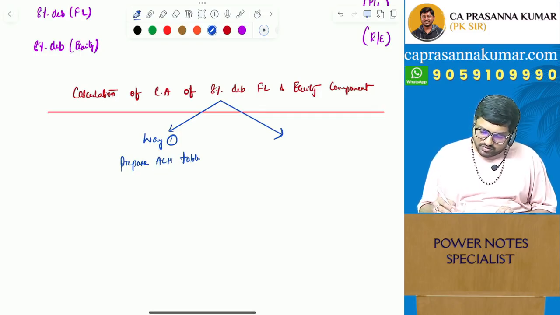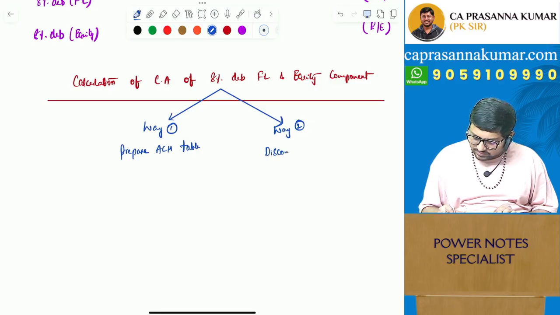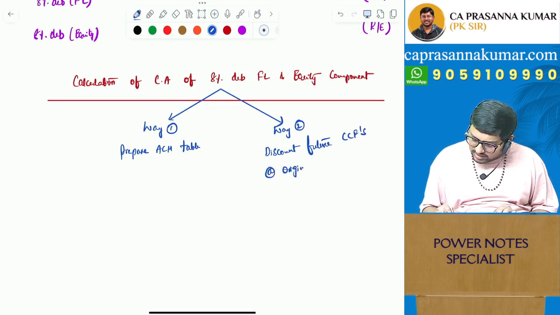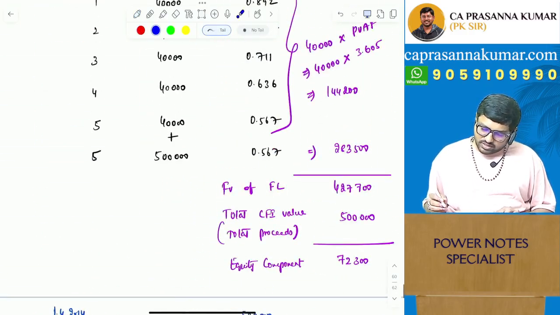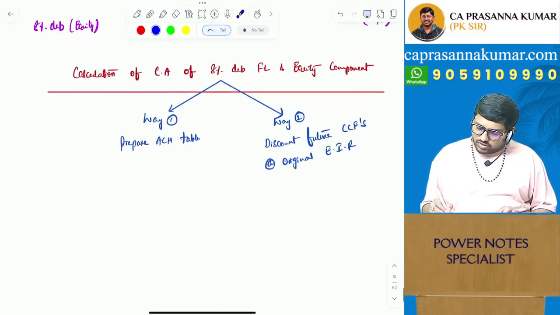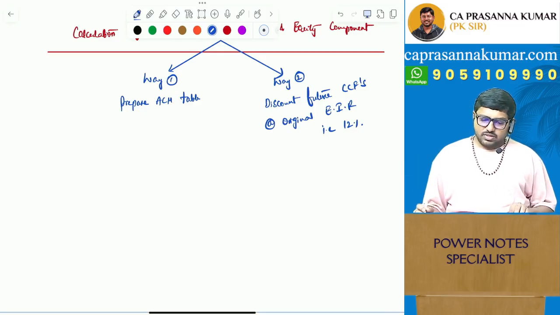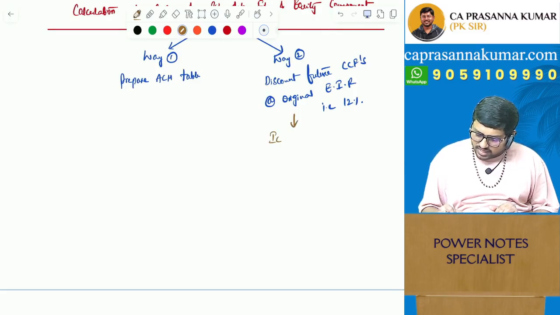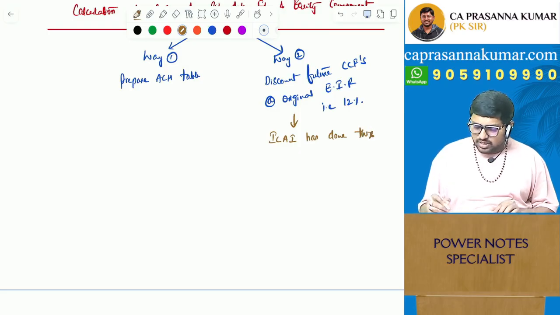Way number 2: discount future contractual cash flows at the original EIR. Right from the beginning, whatever discount rate you were using. What is the discount rate that you have used here? 12%. So this is also 12% here. You understand the point? Your ICA has done following this, so therefore I'll be going with this as well.